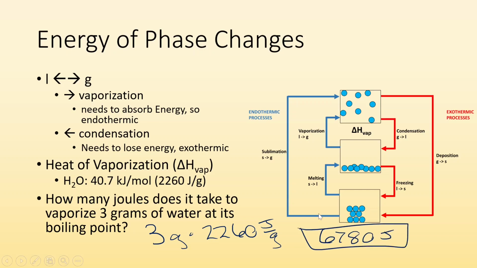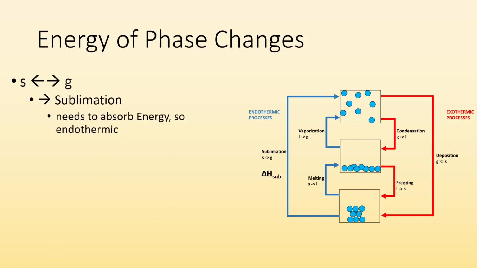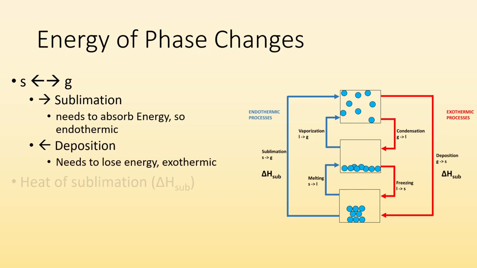So there you go. Between solid and gas, from solid to gas, we call it sublimation. It needs to absorb energy, so that's endothermic. Opposite direction, exothermic, is deposition. The heat of sublimation, delta H sub, is the energy for that process. For water, it's roughly 47 kilojoules per mole.